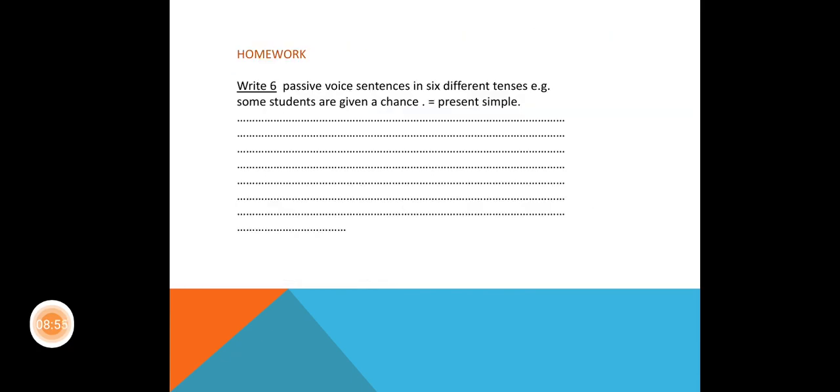Come to the homework. Write 6 passive voice sentences in 6 different tenses. Don't forget, 6 different sentences according to different tenses. They should not be the same tenses. No two are ever the same tense. Okay? Example: Some students are given a chance, maybe a chance of doing anything. Okay, this is present simple. How? Because somebody gives the students a chance. This is present.